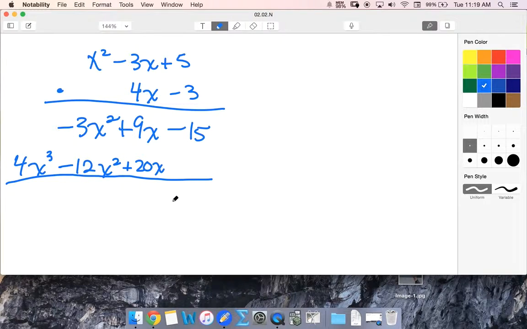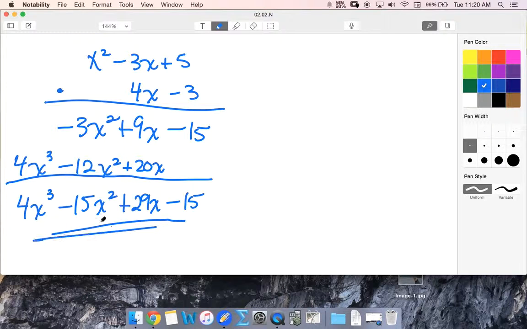All right, adding it up, there's no like terms with the negative 15. 29x, that's positive. Negative 15x squared. And positive 4x cubed. So there's my product of x squared minus 3x plus 5 times 4x minus 3. Here's my final solution. And I will see you in class.